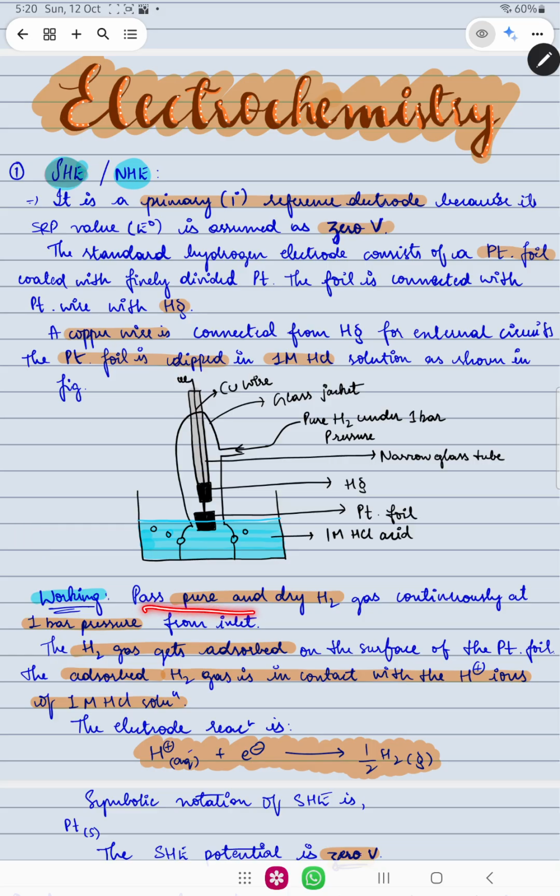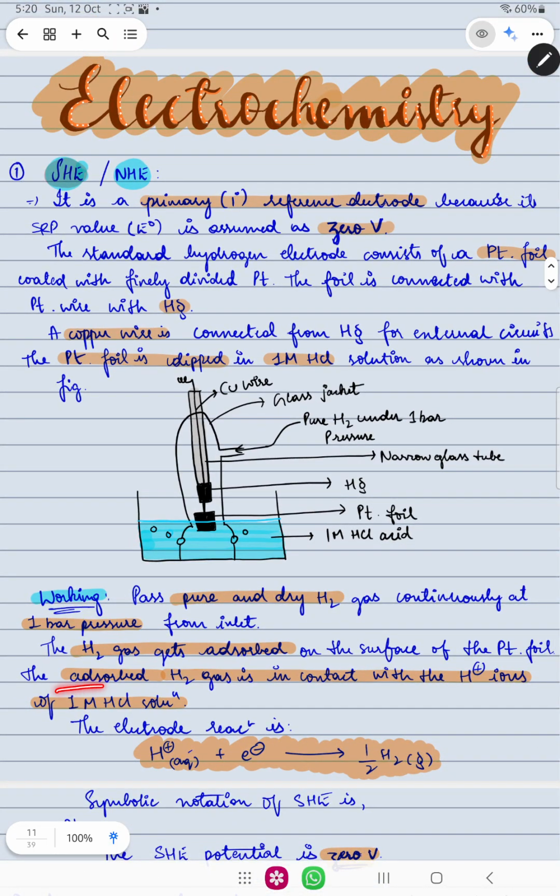pass pure and dry hydrogen. Over here we are going to pass pure dry hydrogen under 1 bar pressure, continuously at 1 bar pressure from the inlet. The hydrogen gas gets adsorbed on the surface of the platinum foil. The adsorbed hydrogen gas is in contact with H plus ions of 1 molar HCl solution. So when we pass hydrogen gas from here, it gets adsorbed on the platinum foil, and it is also in contact with H plus ions of 1 molar HCl acid.